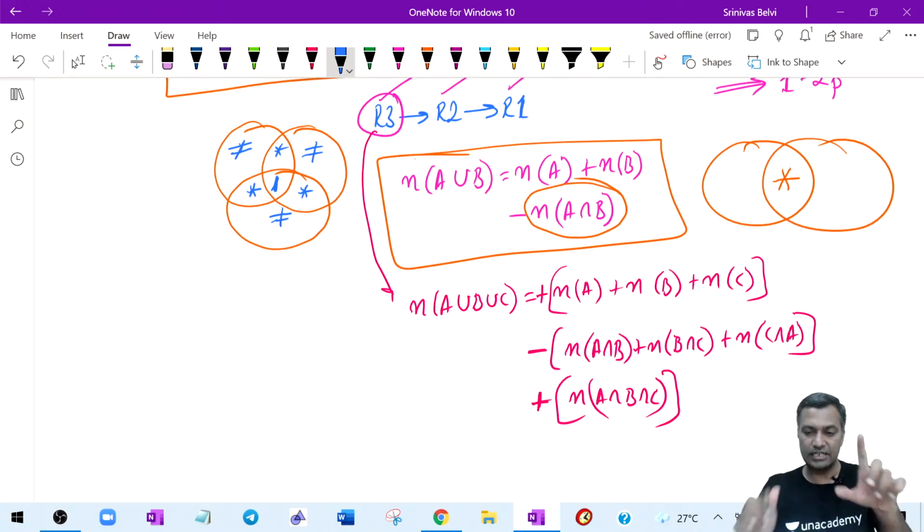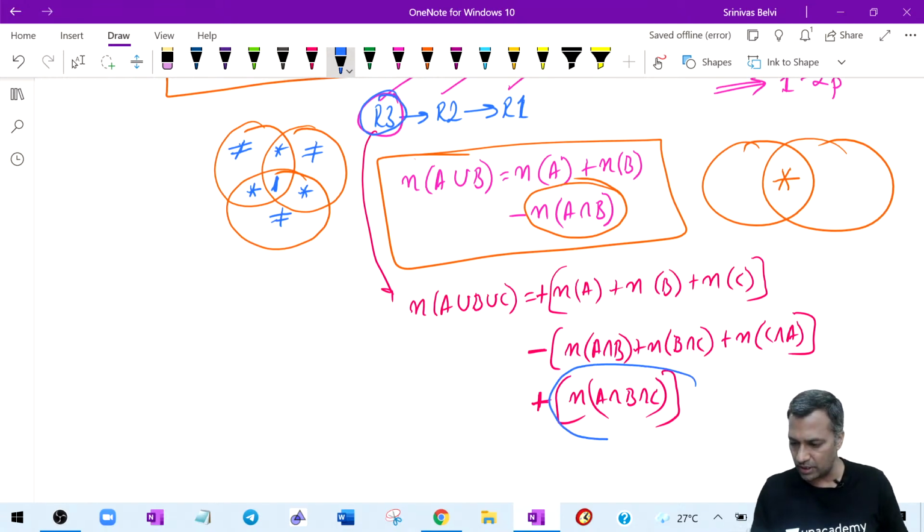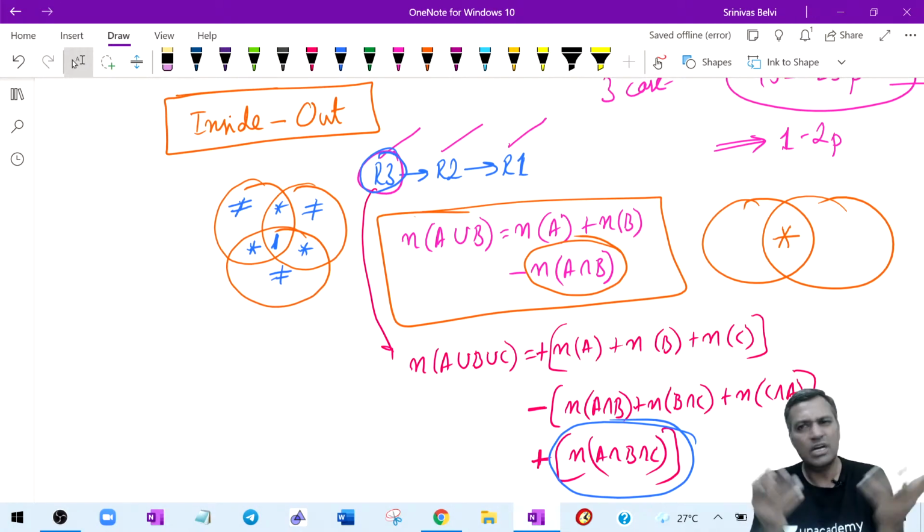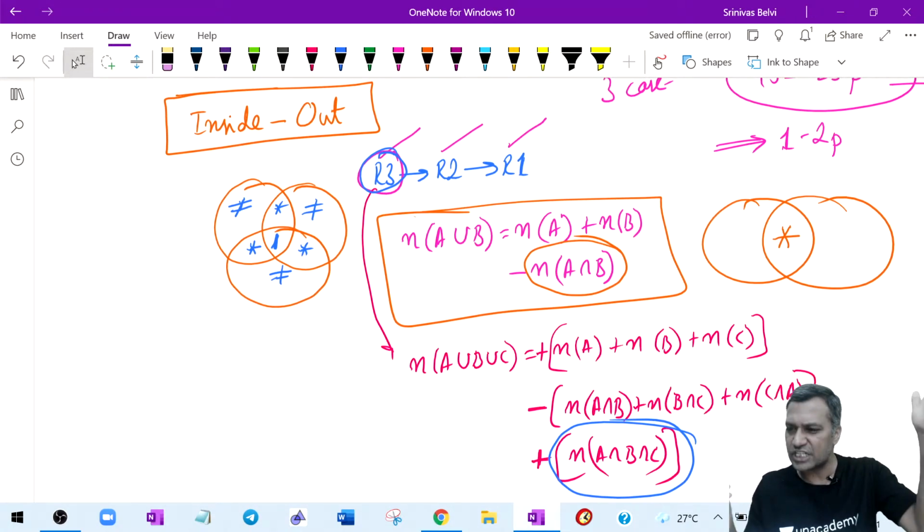Your teacher said that in case region 3 is unknown, use this formula. From here you get the rest, everything will be known. Use this and then come back and attack. That is the importance of the formula. But now, do we use the formula? We crack it without using the formula. We use logic to crack this.